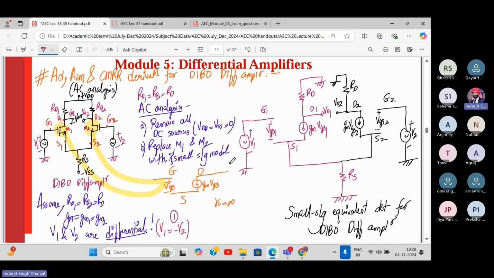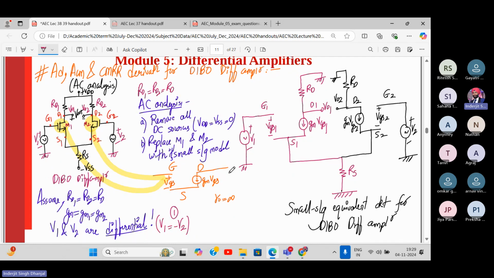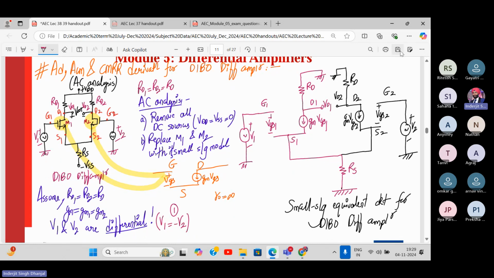Hello, completed this or no? Can we start with this derivation? At least we'll complete the differential-input, balanced-output amplifier today. Then the differential-input, unbalanced-output we can do tomorrow.